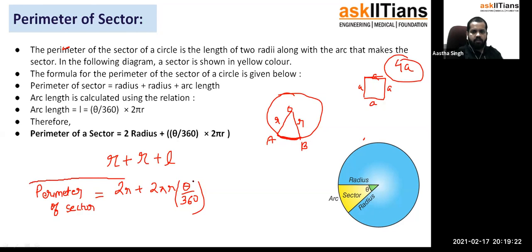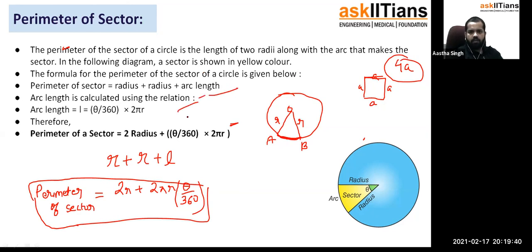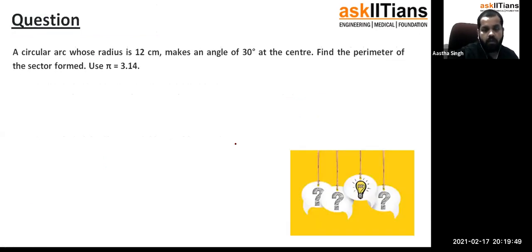I think the point is very much clear. As we know the length of an arc, it will be very easy to calculate the perimeter of a sector. Okay, we'll now do a question. Just read out what the question is saying.